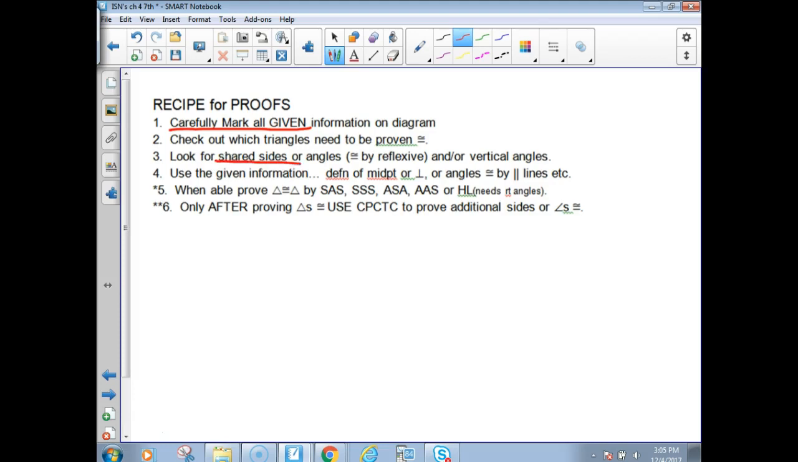Look for shared sides or angles. That would be by reflexive property that they'd be congruent, and or vertical angles that would automatically be congruent. Then you use the given information, stuff like definition of midpoint or perpendicular or angles are congruent by parallel lines, etc. Anything else that's been given to you that you can use to find some parts congruent. Then finally, when you're able to use one of these theorems, and it has to be right angles if you're using HL, then after that you can use CPCTC to prove additional parts congruent.